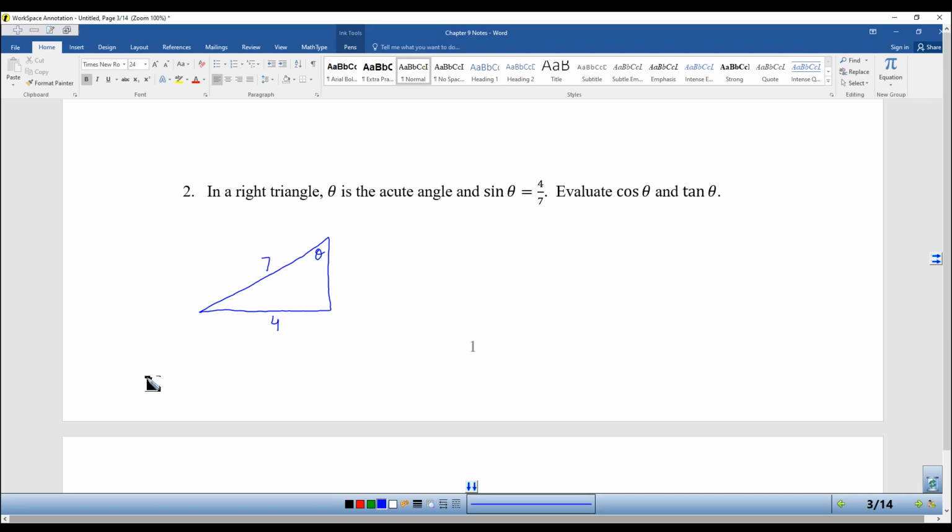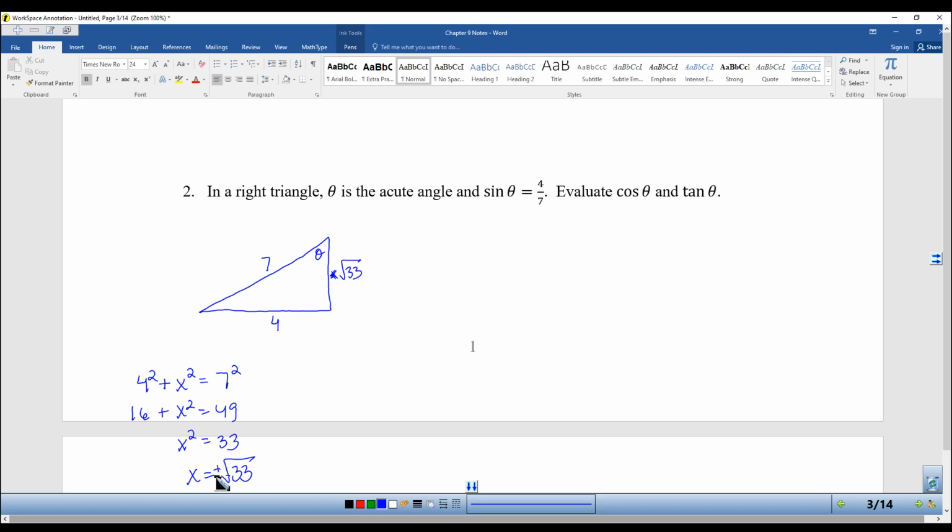Then using the Pythagorean theorem, I can find this missing side. So 4 squared plus x squared is equal to 7 squared. 16 plus x squared is equal to 49. X squared is equal to 33. X is equal to the square root of 33. So this is not a Pythagorean triple. So I can cross this off now and just write square root of 33.